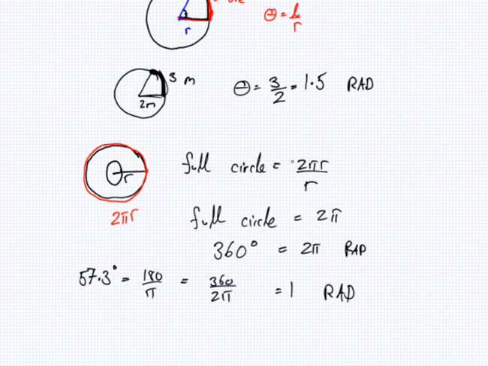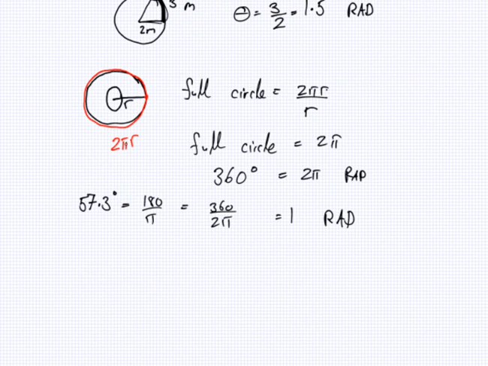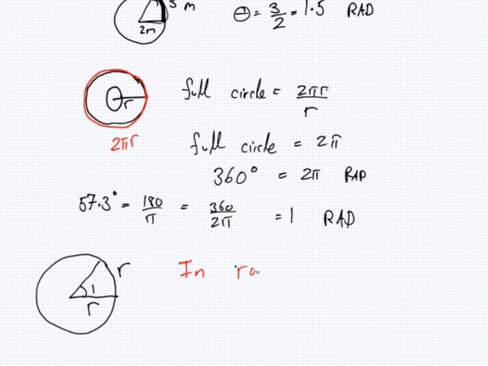So let me just draw that again. For example, let's say the radius was 2 meters and here to here, let's say this was 3 meters. Then the angle would be 3 divided by 2, which would be 1.5. And we're calling this new way to measure the angle a radian. So this is the new way to measure angles. We can use radians, and a radian is the arc length divided by the radius.